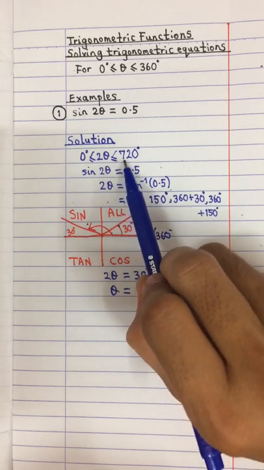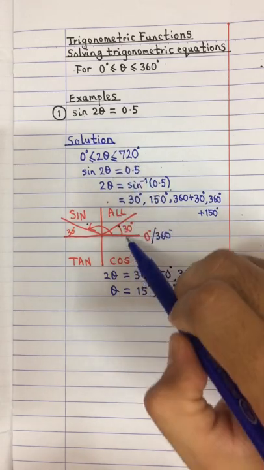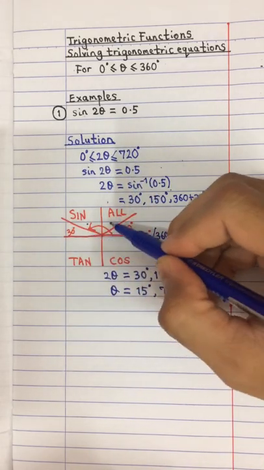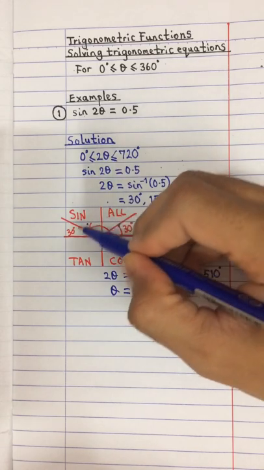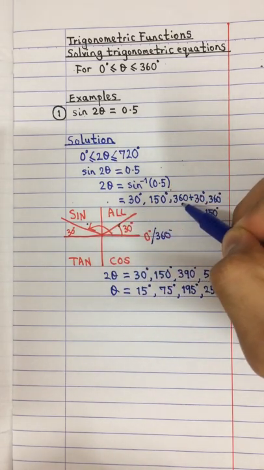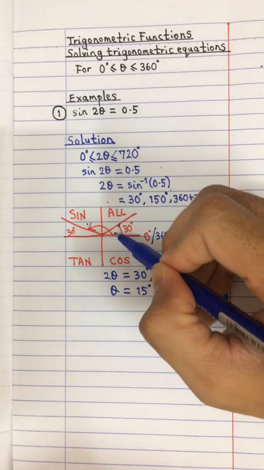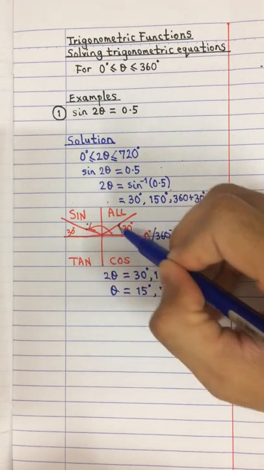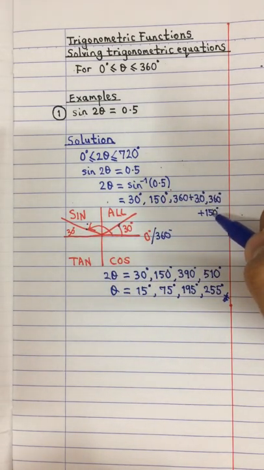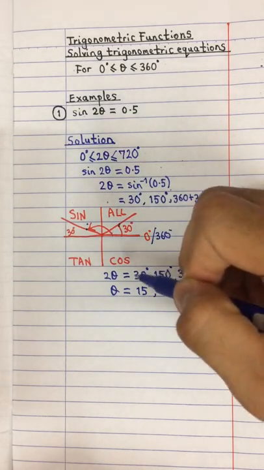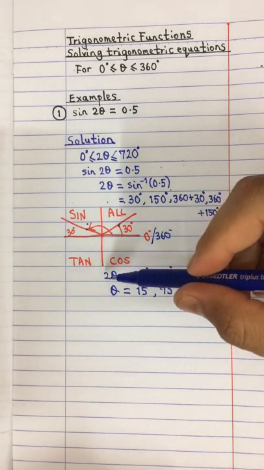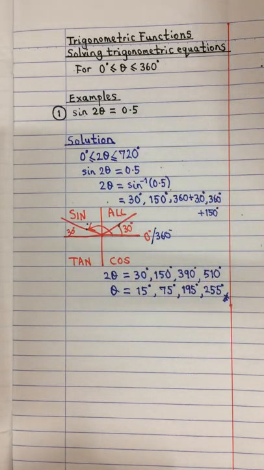But because our range is until 720, which is 2 cycles, you have to go another cycle from here, and then you have another cycle. So that's why it is 360 plus 30. And then for 150, you have to do another cycle, which is 360 plus 150. You get all of these angles, and then finally you divide by 2 to get the final answer. This is example number 1.